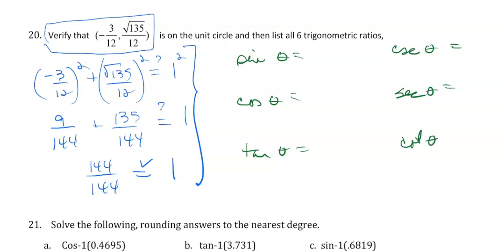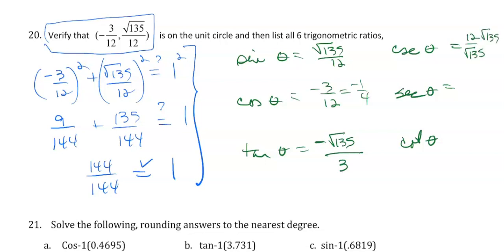Okay, the sine is the second value, so it's radical 135 over 12. The cosine is the first value, and that certainly can be reduced to negative 1 over 4. The tan is sine over cosine, so that's going to be a negative root 135 over 3. The 12s cancel. Okay, so let's now flip things over and get our other values. I have 12 over radical 135, which requires rationalizing.